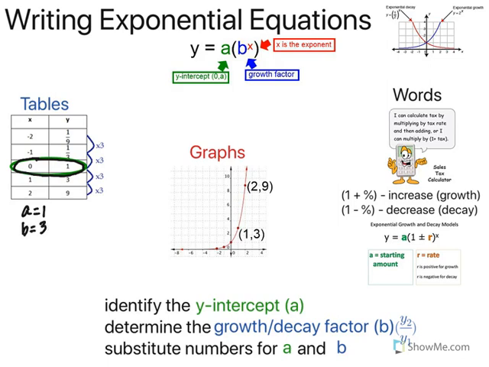Once we know what a and b are, we can substitute those into the equation. So y equals a times b to the x. A is 1, b is 3. So we have y equals 1 times 3 to the x, or just y equals 3 to the x.